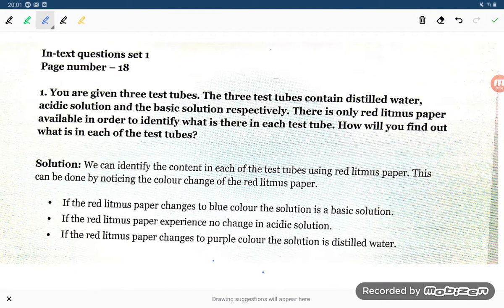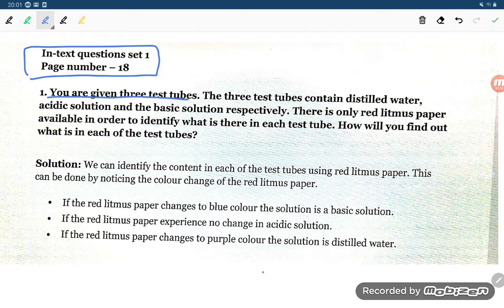Hello students, now let us try to solve the in-text problems of the acid, base and salt chapter from the Lakhmir Singh and NCERT book. The first in-text question is on page number 18. You are given 3 test tubes. The 3 test tubes contain distilled water, an acidic solution and a basic solution respectively.